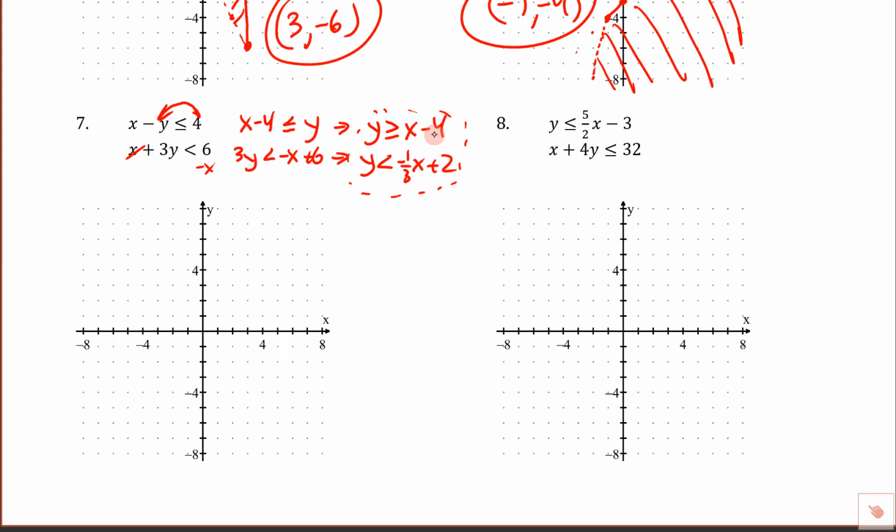So this one's going to cross at -4 and have a slope of +1, and this one's going to be a solid line. All right. So we get something that looks like that. I'm not going to draw all of that yet. And then the other one crosses at 2, so crosses right here, and it has a slope of -1/3. So down 1 and over 3, down 1 and over 3.